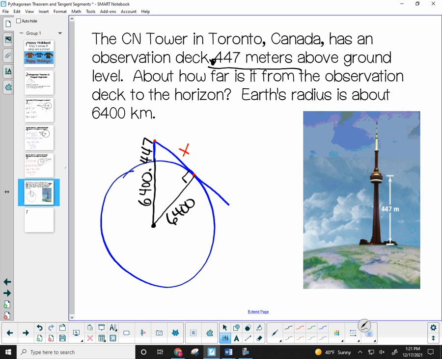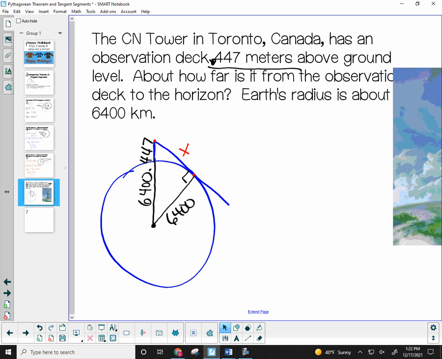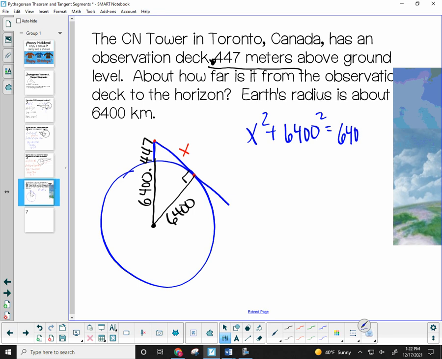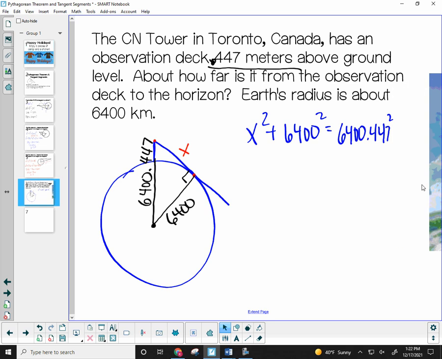All right, so now we have a right triangle, so we can use the Pythagorean theorem. What side has to be my hypotenuse? The 6,400.447, right? So I would have x squared plus 6,400 squared equals 6,400.447 squared. I don't want to write down what those values are, because that's going to be a big number. It was bad enough to have to write all these zeros.